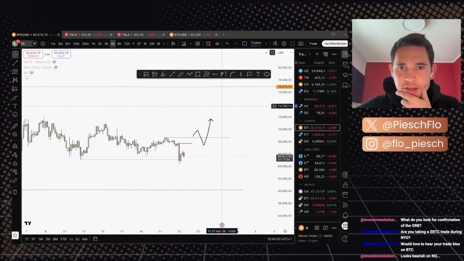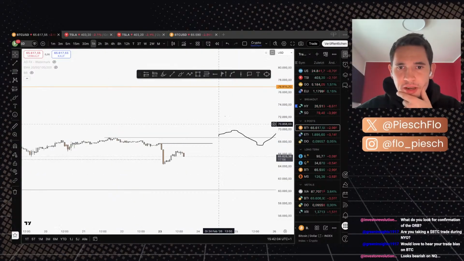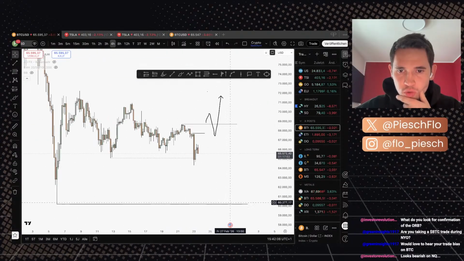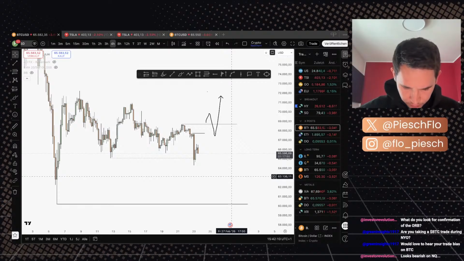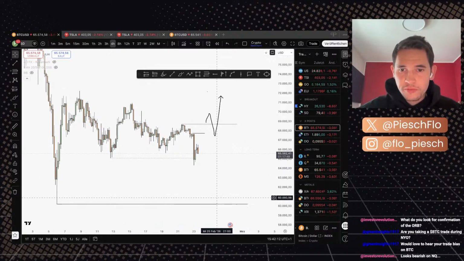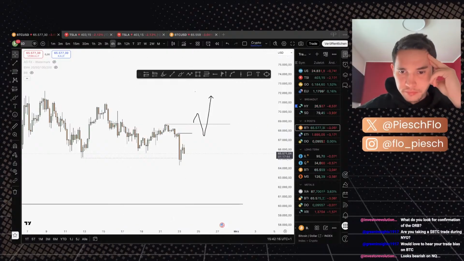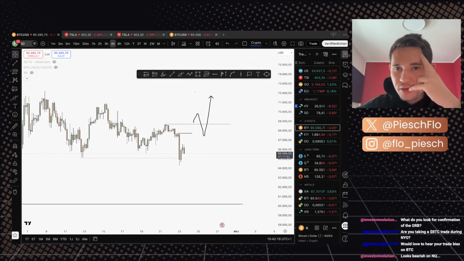If we get above here and then long, that is in alignment with the hour 1, or a sweep of the lows with a nice shift in structure would trigger longs as well for me. That's my Bitcoin bias.